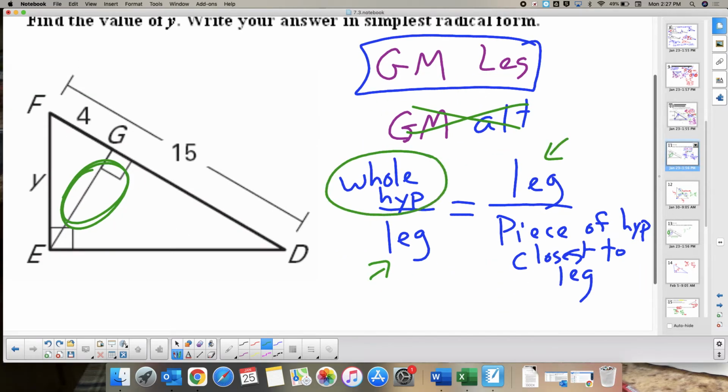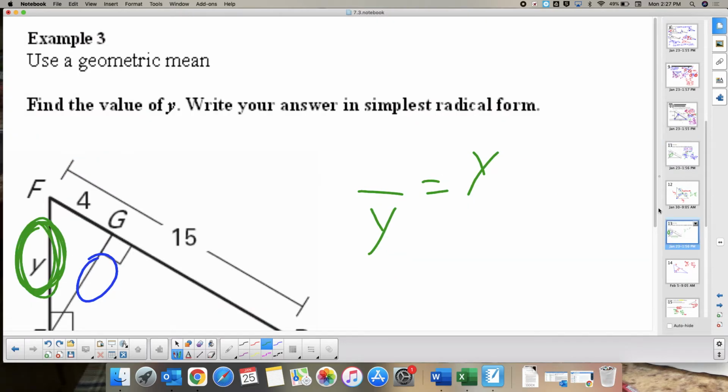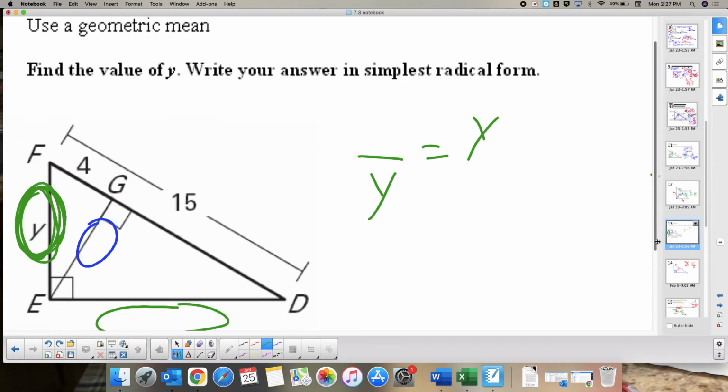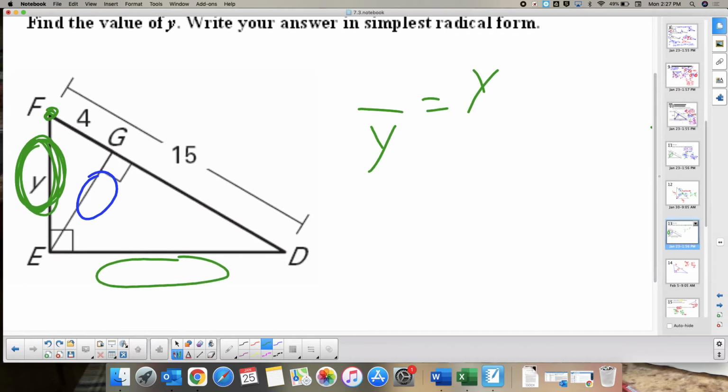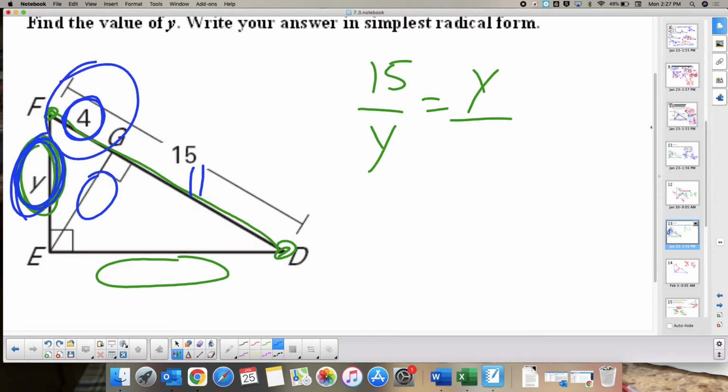Now we need the whole hypotenuse. When you're looking for the whole hypotenuse, we want to go the whole length of the big hypotenuse that's here. So that would be 15. And then one of the pieces, there are two pieces of our hypotenuse. There's the 4, and then there's this piece, which would be 11. We want the piece that is closer to the leg we are using. Well, that would be our 4. So here's our equation.